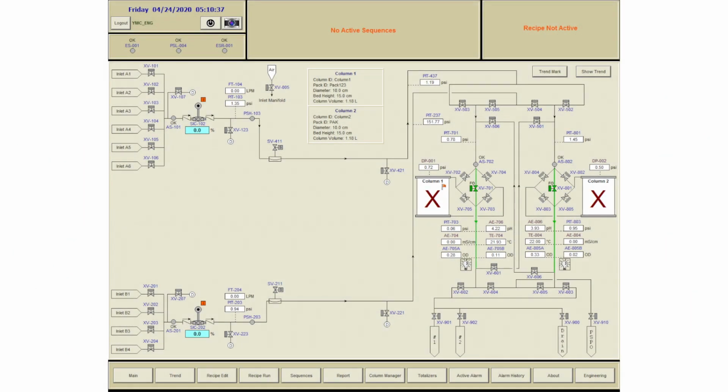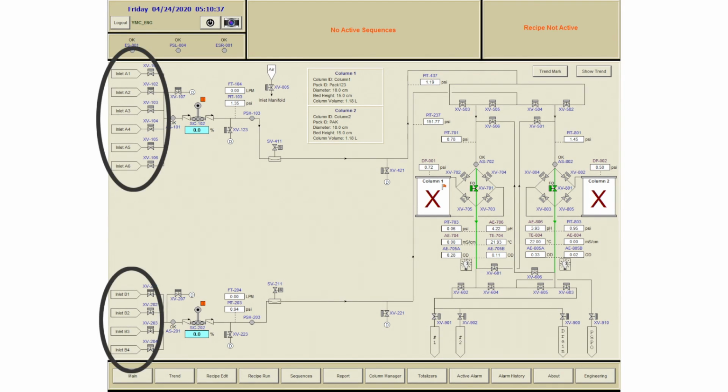Before we start our walkthrough of the Twin 500, let's take a look at the P&ID as it would appear on the system's HMI screen. The flow paths shown on the HMI will be our roadmap guiding us through the system. Our tour will start on the pump inlet valves where buffers and feeds are introduced.